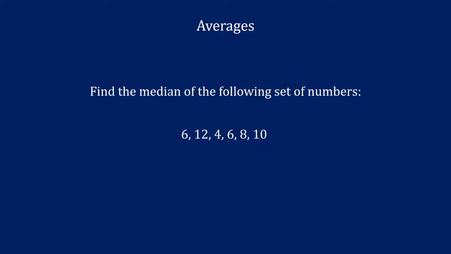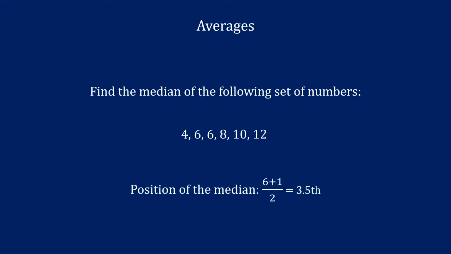Well, we're going to start the same way. We're going to order the numbers by size. The second step is the same as well. We're going to find where the median is. So we have 6 data points. So the position of the median will be 6 plus 1, which is 7. 7 divided by 2 is 3.5. So it will be the 3.5th number in my data set. Obviously, that's not a thing, but what you should realize is 3.5 is between the 3rd and the 4th number. So my median is going to be between those two.